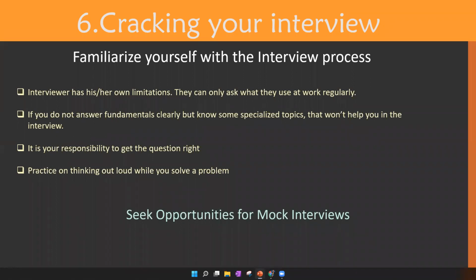So familiarizing yourself with the interview process. There are 4 key points I've highlighted here. The first thing is, it's interesting. The interviewer also has his or her own limitations, right? So they can only ask you questions which they are comfortable with and which they use at work regularly.